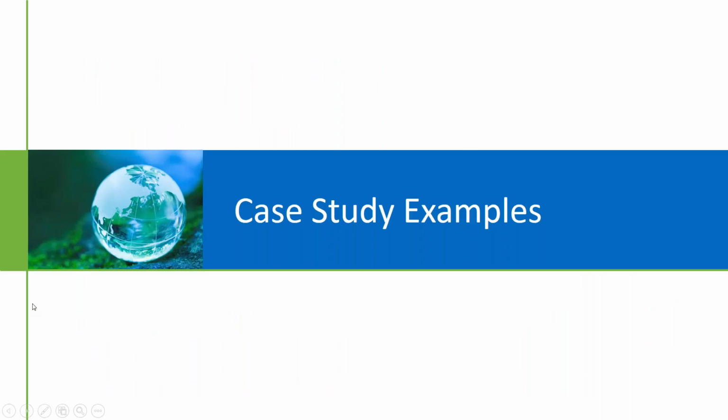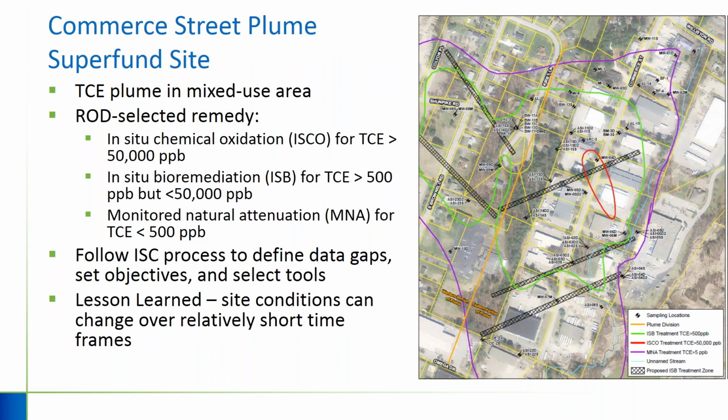All right, so at the end here, I've got a couple of case study examples that I want to walk through that just talk through some of the principles that we've gone through. So this first one is the Commerce Street Plume Superfund site. This is actually one that Michael and I have worked on together. So I'm showing over here at the right what we would consider the initial CSM, the initial conceptual site model when we started working on this project.